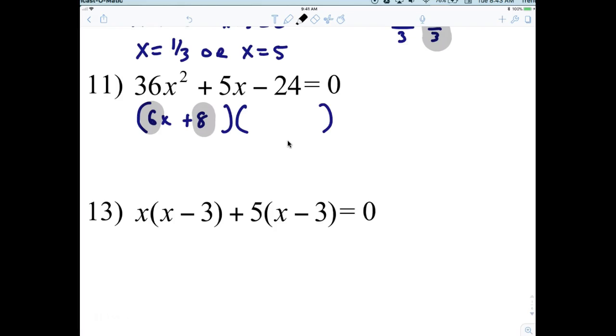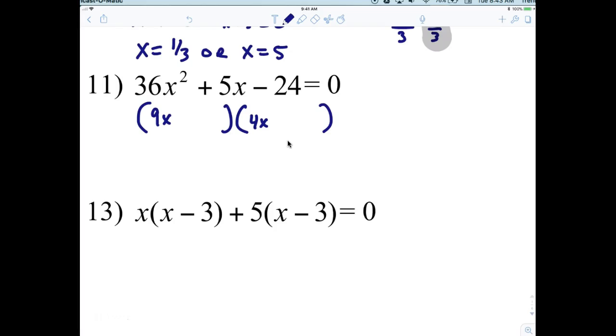So instead of trying 6 and 6, I'm going to try 9 and 4. Let's try 9 and 4. All right, so here we go. So we're going to try 9x, and we're going to try 4x. And now, factors of 24 that we're going to try. Now, listen, 6 and 4 is the common one.